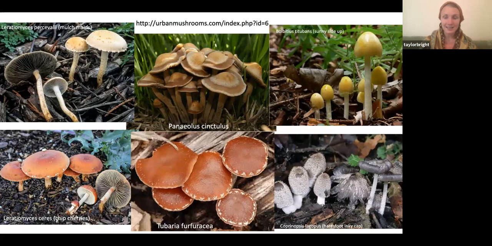Here's a fun slide. Here are some very common garden mushrooms. There's so many different types of mushrooms, and I did some research to see which mushrooms I often see in my garden. So these are all different types of mushrooms that you can see in the garden. None of these are harmful. However, their edibility hasn't been studied a lot, so I wouldn't necessarily eat any of these.